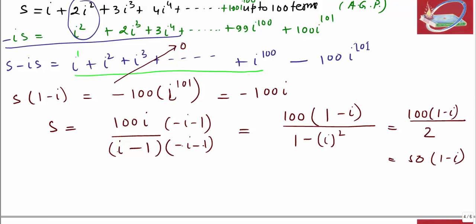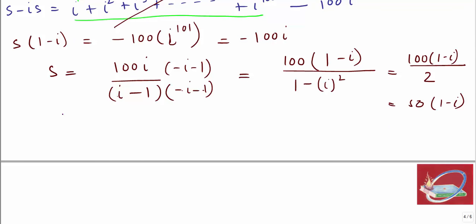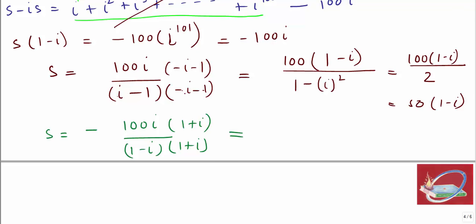Here you may get confused due to the negative sign. So let us try another way. We can keep the minus sign as it is. S is equal to minus 100 iota upon 1 minus iota. Here we are getting a little bit confused. So we can multiply it by 1 plus iota, 1 plus iota. So this is easier to tackle the situation. What is it?